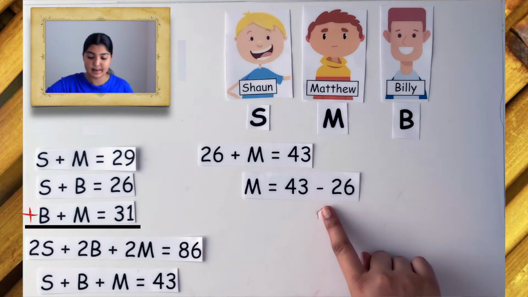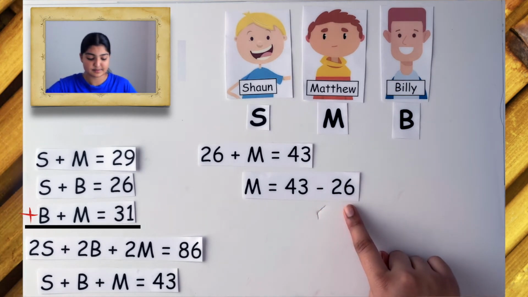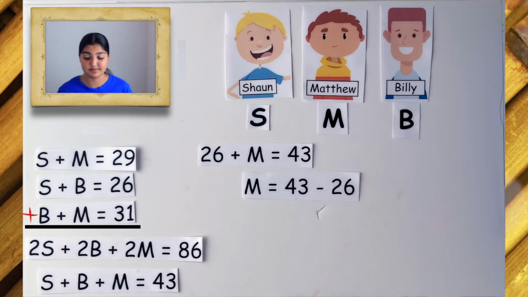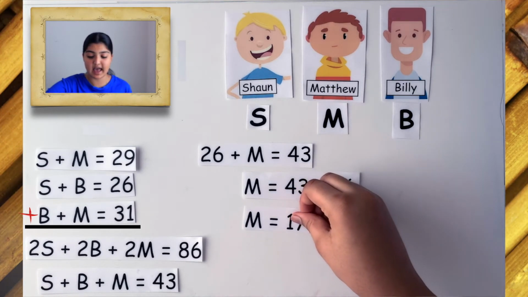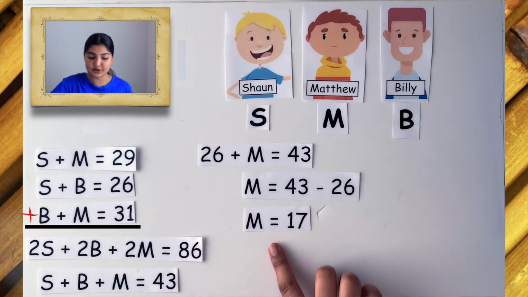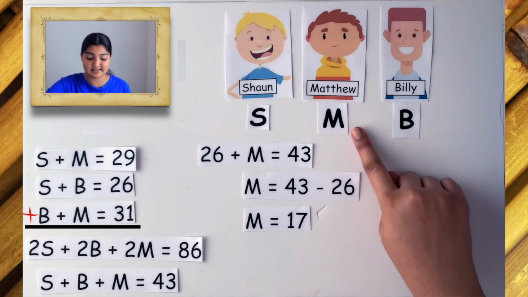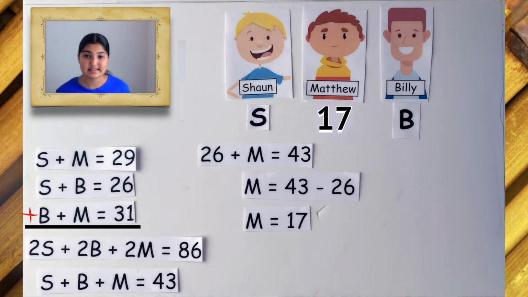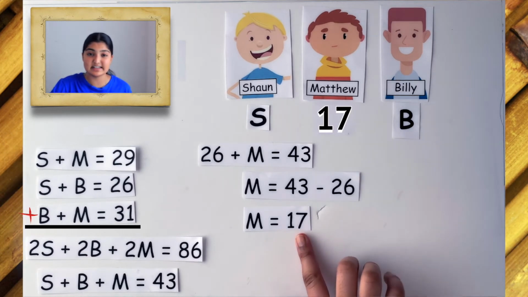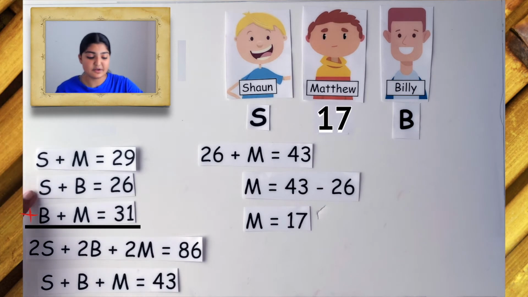43 minus 26 is 17. So m is equal to 17. Now we know how old Matthew is. Now, we can plug in the value of 17 into any one of these equations that has m. So, let's use this equation.